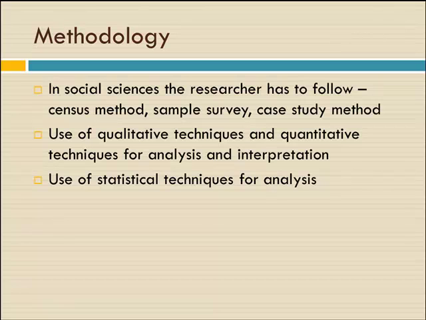In social sciences, the researcher has to follow census method, sample survey or case study method. There are a number of things in the methodology, and the modern scientific world has evolved new methodology. New researches are taking place in different parts of the world. Now the popular thing is, especially in the case of social science research, popular methods are the census method, sample survey method and case study method.